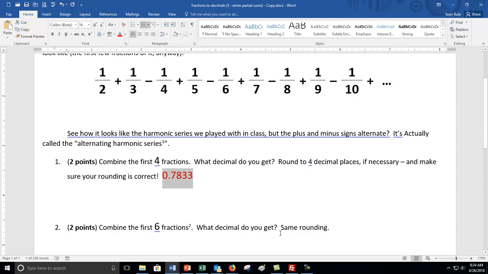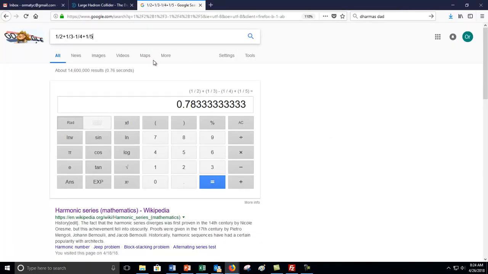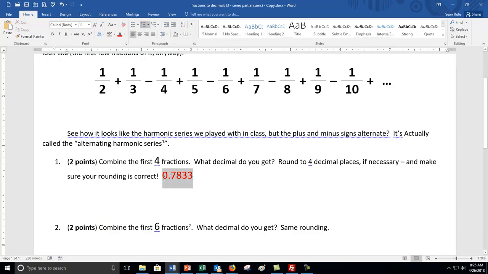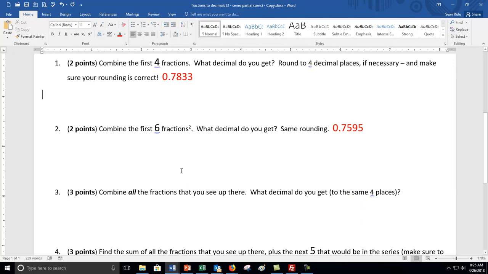All right, good. Six fractions, same exact idea. What's so nice about problems like this in Google is you just keep the pattern going. Minus 1/6 plus 1/7. Okay. This one looks like we're going to round at the 10,000th place again, which means that's going to stay a 5. 7,595 10,000ths, 0.7595.